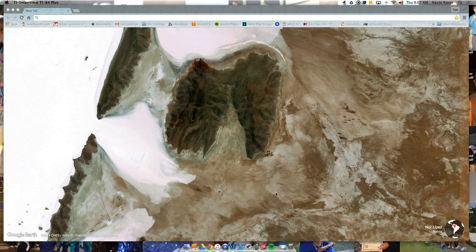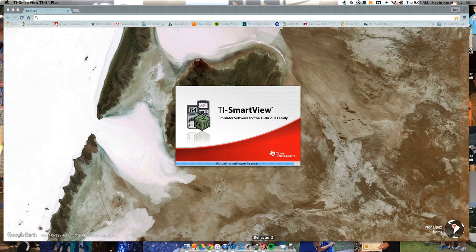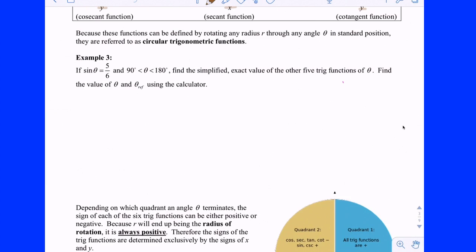There's an aerial shot from Bolivia. I'm sure you recognize that. Anyway, the two's clues problems.